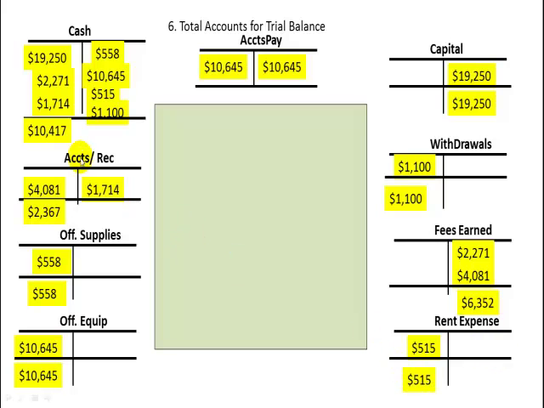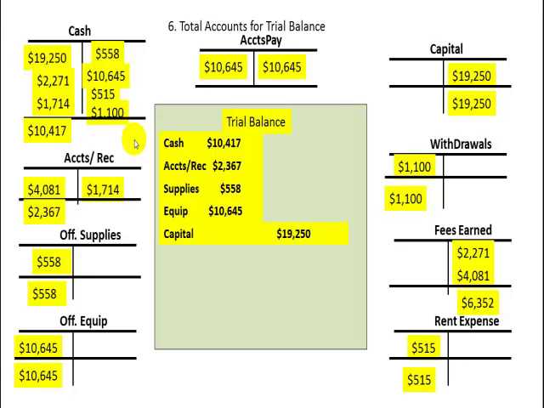And now let's start putting some of these totals on here. So the cash account first. It'll be $10,417. Accounts receivable, $2,367. Supplies will be $568. Equipment, $10,645. Capital has a credit balance of $19,250. Withdrawals has a debit balance of $1,100. Fees earned has a credit balance of $6,352, and rent expense has a debit balance of $515.